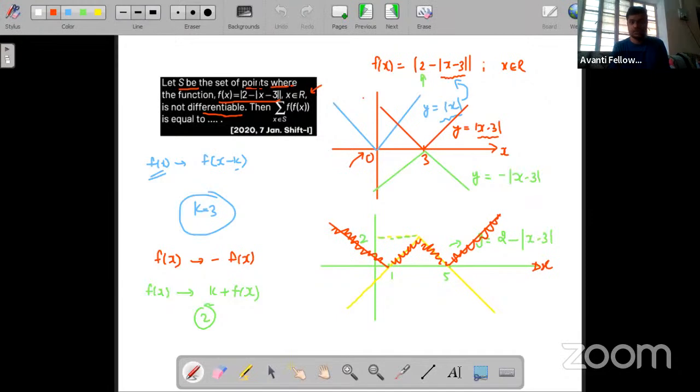not differentiable. So this is my f(x) graph. So we have to check whether it is smooth or not. So clearly this graph is not smooth because we have made sharp turns here at x = 1 and at this point. Okay, so we have to check this point when the value of this function is 2. So what we will do, we will put f(x) = 2. Okay, so here I'll solve it. 2 = 2 - |x - 3|.